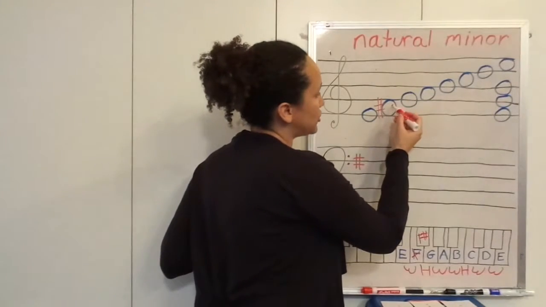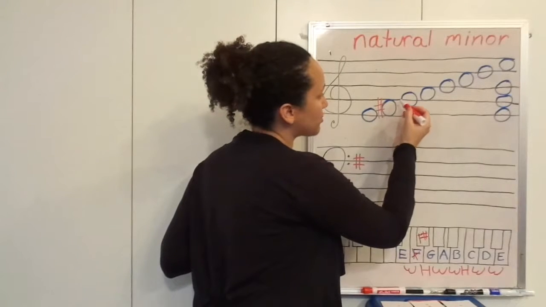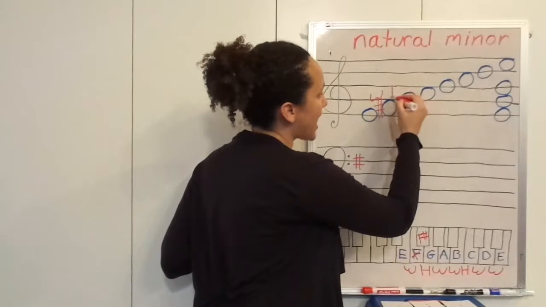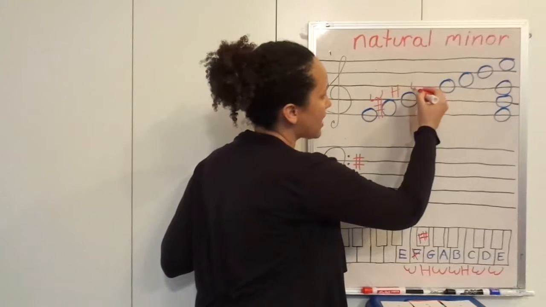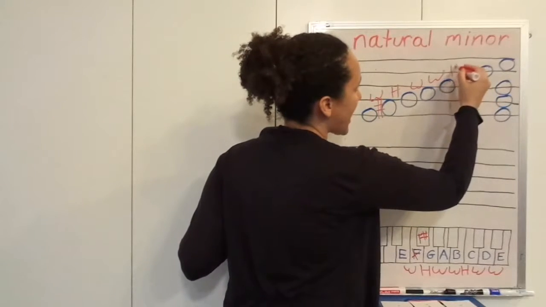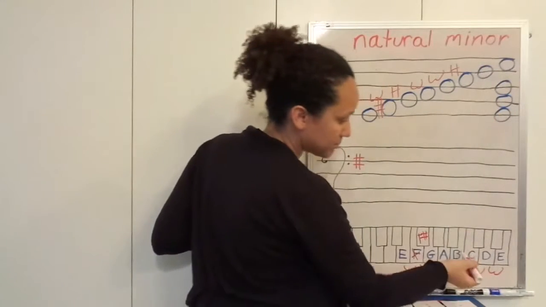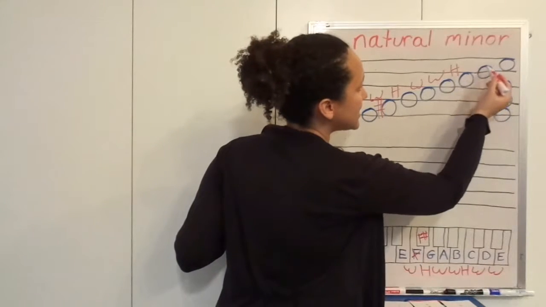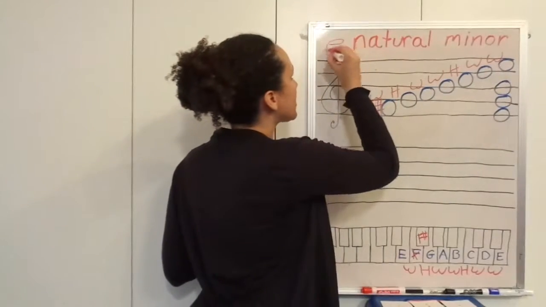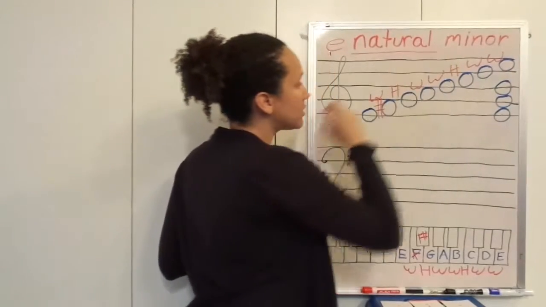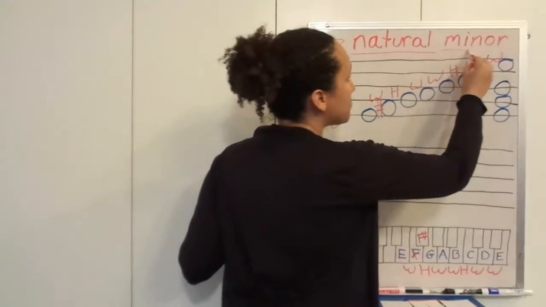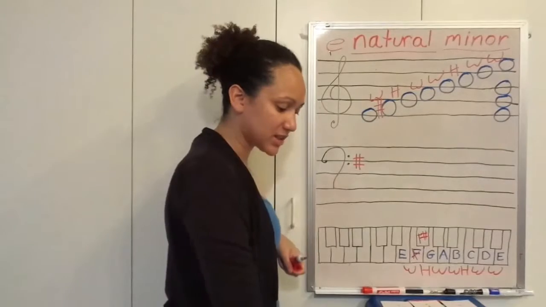So E to F sharp, whole step, F sharp to G, half step, G to A, whole step, A to B, whole step, B to C, half step, right here, C to D, whole step, and D to E, whole step. That gives us our E natural minor, natural because it's according to our key signature, and minor because it has the minor sound. Listen to the minor sound.